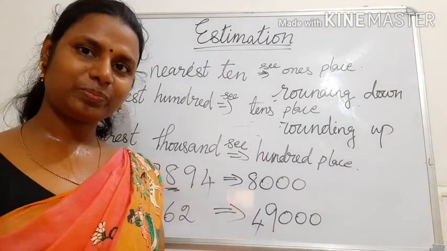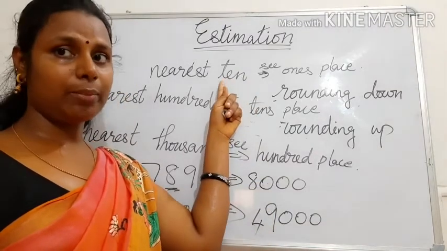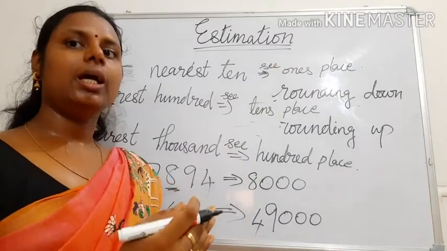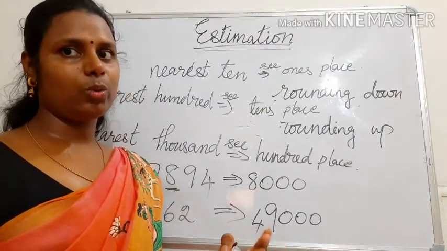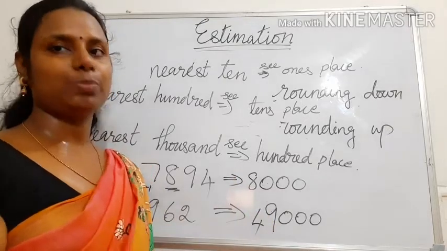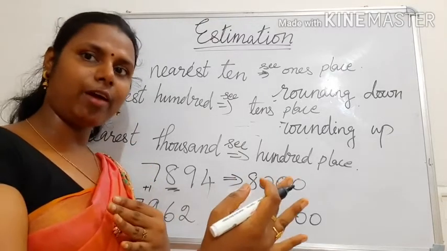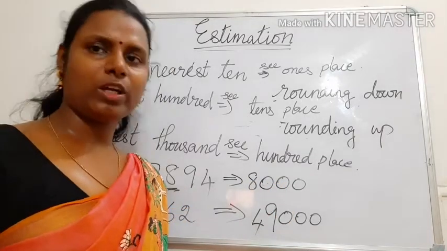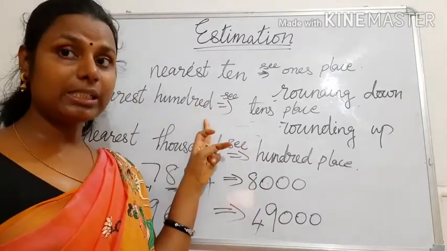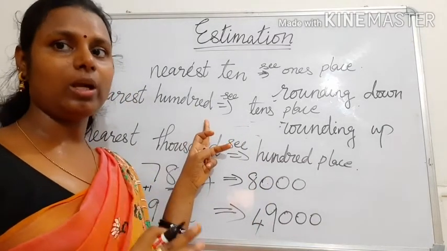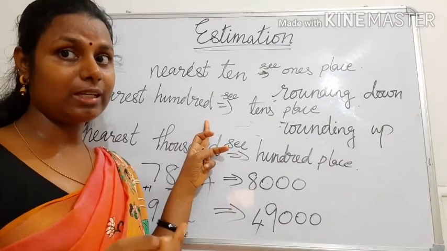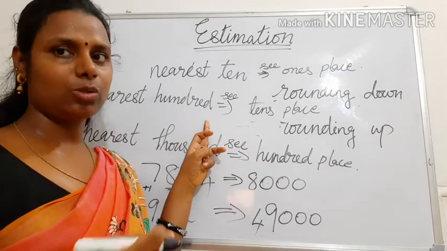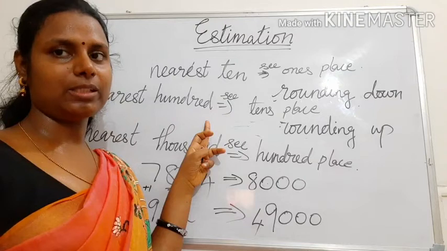Have you understood? Okay. Once again I am repeating: if you are going to change to the nearest 10, you have to see the ones place. If it is less than 5, you write the tens place as it is, and in the ones place 0. If it is greater than 5, you add one number in the tens place, and as usual in the ones place 0. If it is the nearest 100, tens and ones places are 0, and for the hundreds place you have to see the tens place. If it is 5 or greater than 5, you will add 1 in the hundreds place. If it is not, then you will write the hundreds place number as it is.